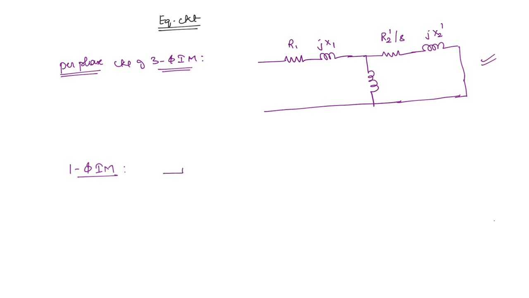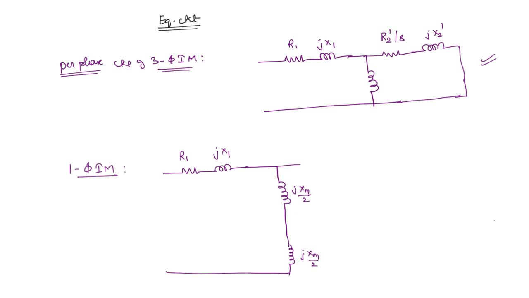So according to that, this will be the same, R1 and jX1. Now the rest of the circuit will be slightly different. This you are going to write as jXM by 2, and this is similarly jXM by 2. And here you are going to have the circuit corresponding to the forward field. This is jX2 dash by 2, and the resistance value is going to be R2 dash by s into 1 by 2.